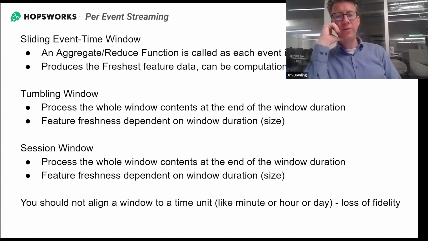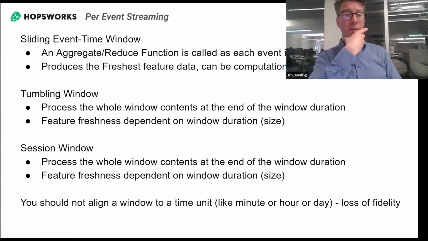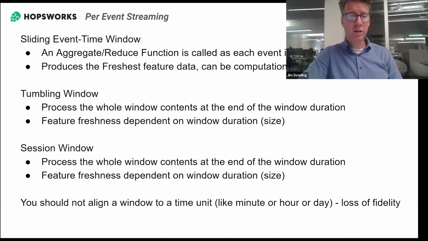So let's just look at a little bit of what we've learned about the different types of windows, in particular in Flink, which is a per event stream processing architecture. Firstly, sliding event windows produce the freshest feature data, but they can be very computationally expensive, which I'll talk about in the next slide. Tumbling windows are less computationally expensive, and the length of your window will determine how fresh the features are. And then finally, session windows, again, are dependent on window duration.